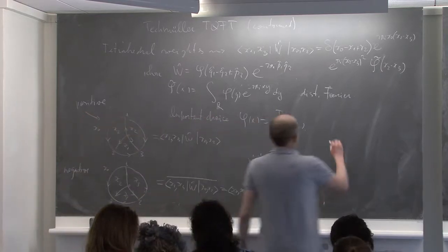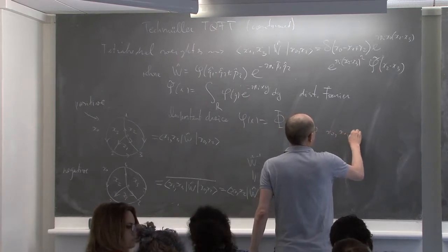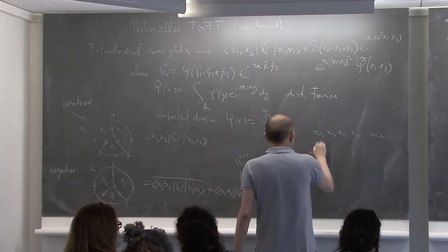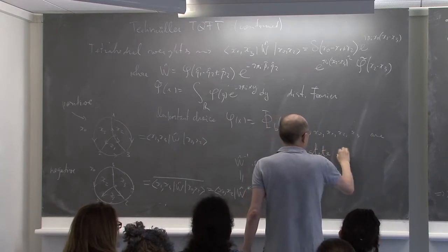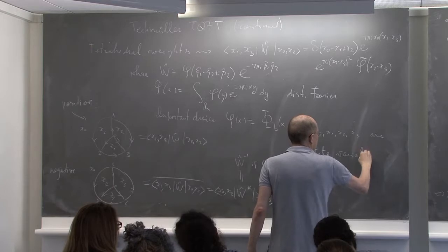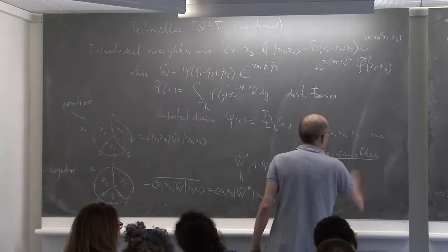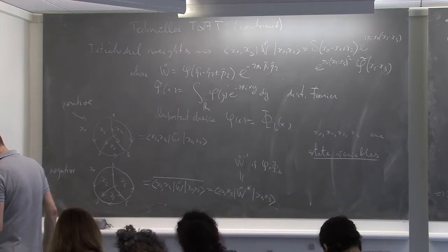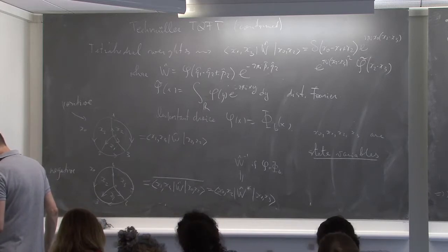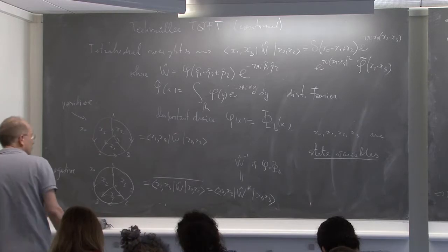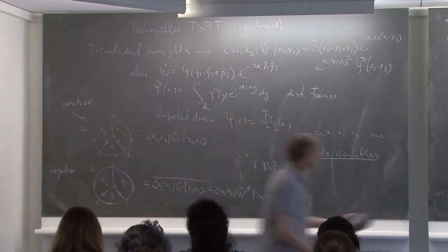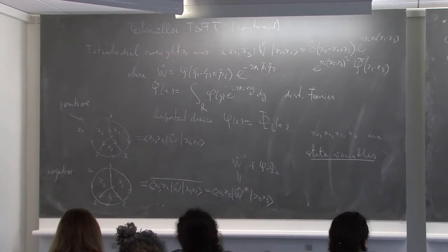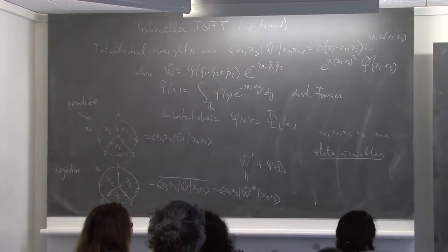So we will call x0, x1, x2, x3 state variables. Okay, so what we are going to do next is to generalize this system, and I will explain where this generalization comes from.